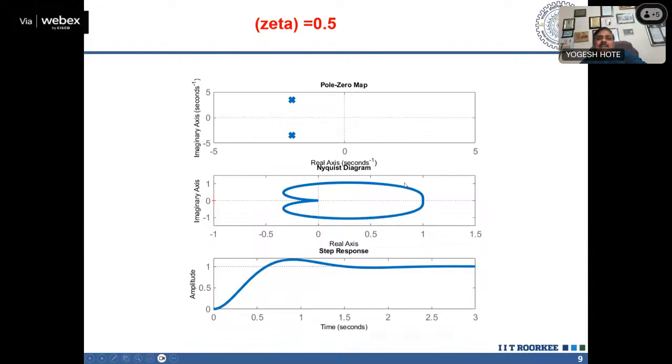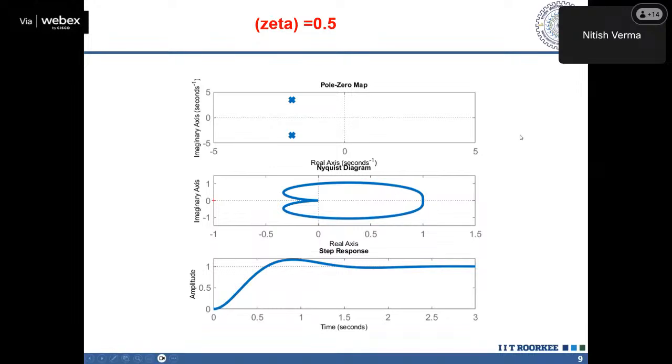Anyone can speak about this point. What is the observation, particularly related to your Nyquist plot when we increase the zeta? Sir, it is moving towards the origin. That is what I can observe. Okay, what happened? As zeta increases, the Nyquist plot is moving towards the origin, and maybe it will cross the origin and go towards the other side.